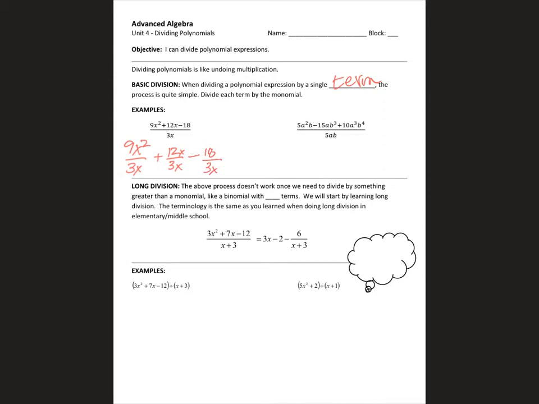Now we just have to simplify each term. So 9x squared divided by 3x would just be 3x. 12x divided by 3x would be plus 4. And then 18 divided by 3x would be minus 6 over x. And that would be your answer. Okay? Let's pause the video. You do this one. And then after you pause it, the answer will be there.